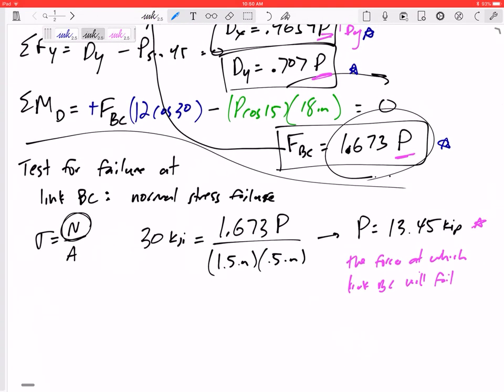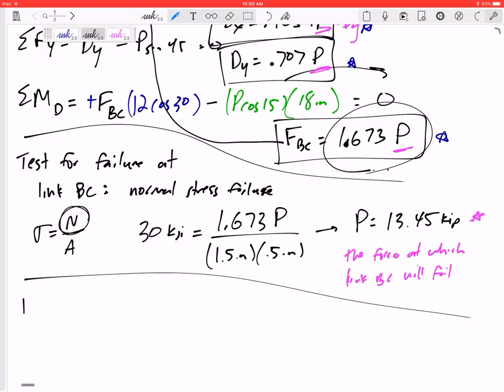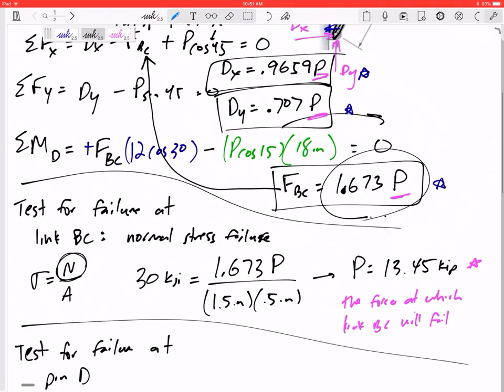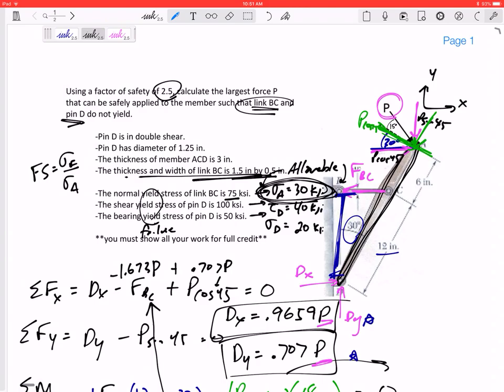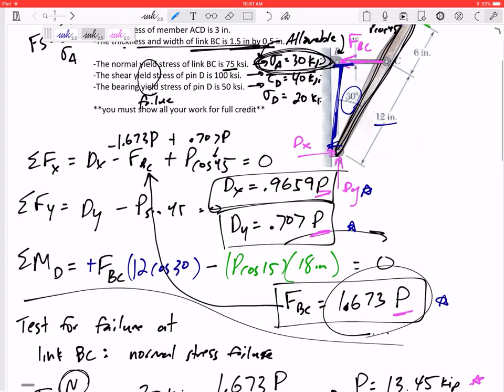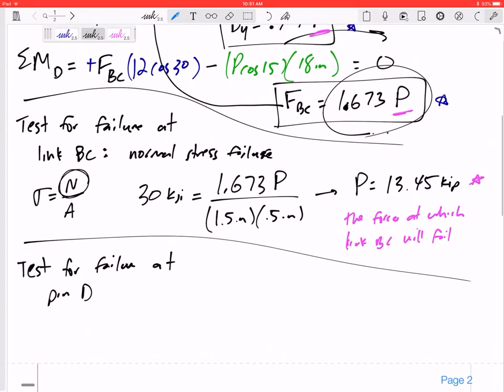Okay, now I need to test for other ways it could fail. Maybe before the link fails, maybe the pin has already failed. So I want to see what fails first, or see what fails at the smallest force P. That makes sense, right? So let me test for failure at pin D. It told us we need to make sure that link BC doesn't fail and make sure that pin D does not fail.